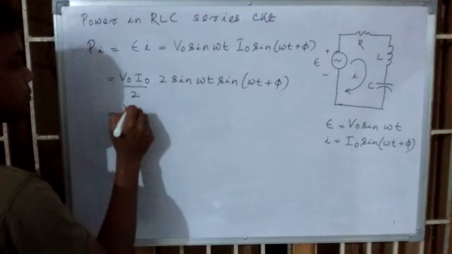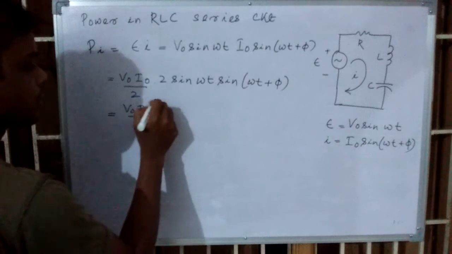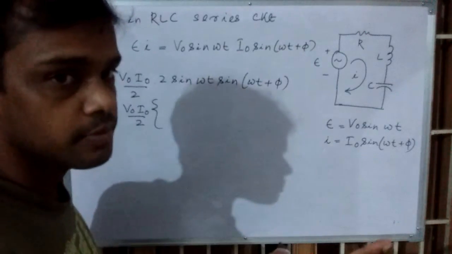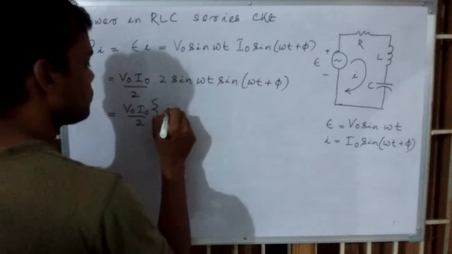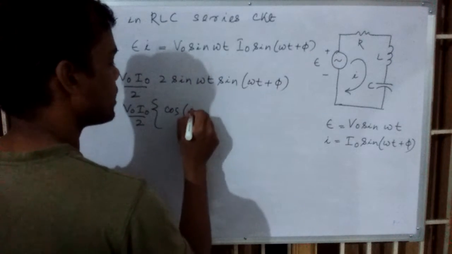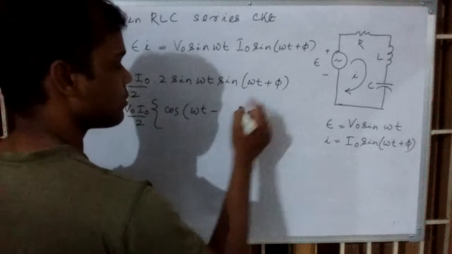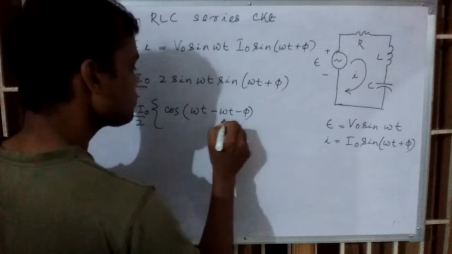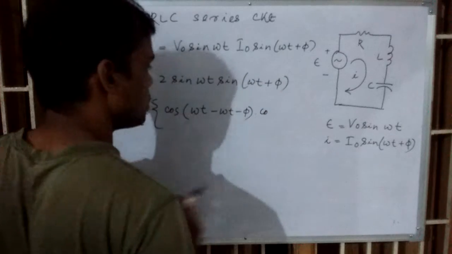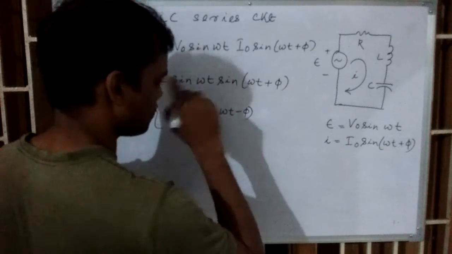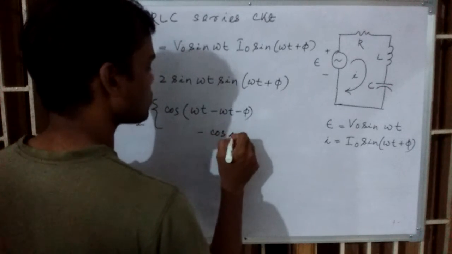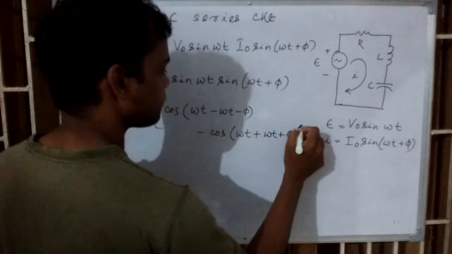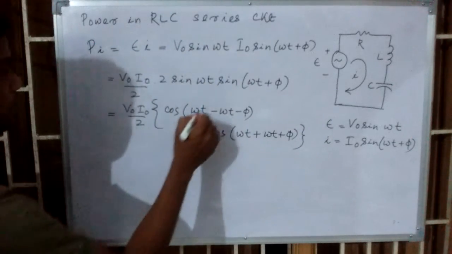Now this is equal to 2 sin A sin B. Formula is cos A minus B minus cos A plus B. Cos A minus B is omega t minus omega t plus phi, so omega t minus phi, then minus cos A plus B, that is omega t plus omega t plus phi. Now omega t gets cancelled.